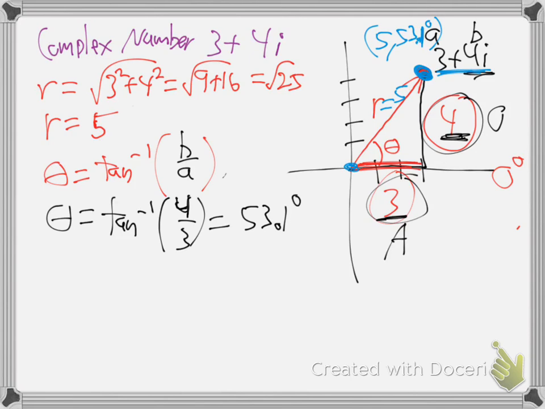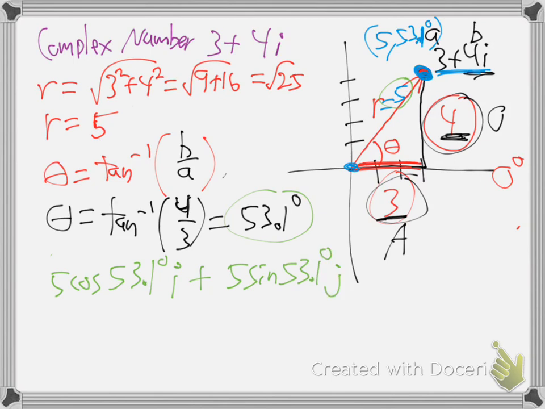Since it's the same as vectors, and we already know vectors, let's remember what we learned about how to change from ij back to r theta. How do you find the i? It was the magnitude times cosine. So what's the magnitude? 5, that's the length. 5 cosine of the angle, what's the angle? 53.1. That would be i, and then 5 sine of 53.1, j. Isn't that how we did it before?